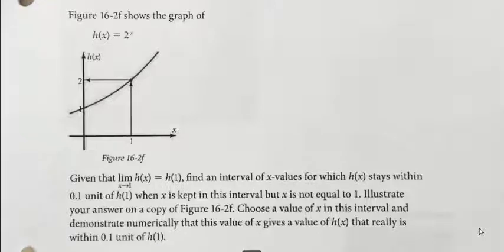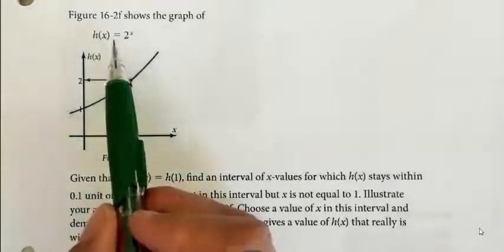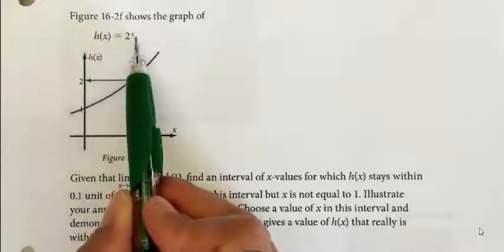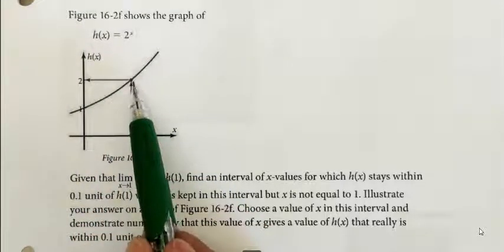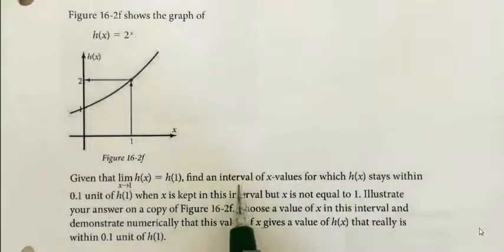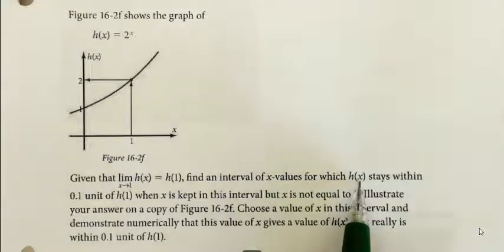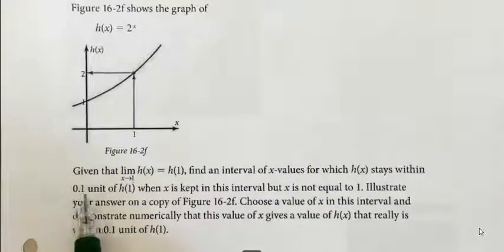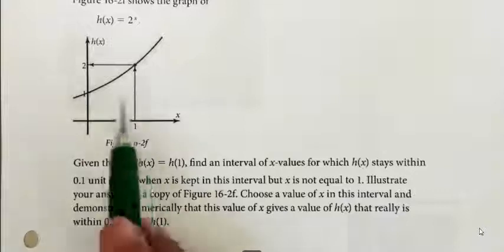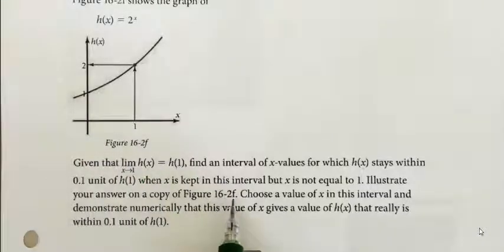Okay, example 4. Given that the limit as x approaches 1 of h of x is equal to h of 1. So here's h of x. You plug 1 in, and you get 2. So notice, no discontinuity. Find an interval of x values for which h of x stays within 0.1 unit of h of 1 when x is kept in this interval, but x is not equal to 1. Illustrate your answer on a copy of figure 16.2f.